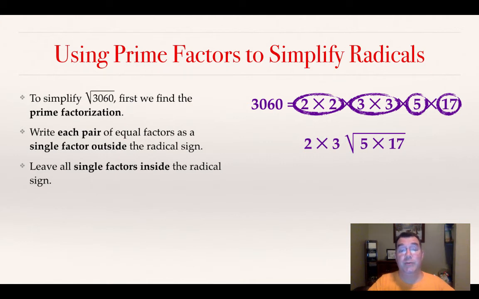So the square root of 3060 is 2 times 3 times the square root of whatever 5 times 17 is. And obviously both of those can be simplified, but they have to be simplified separately. So the 2 times 3 can be written as 6, and 5 times 17 can be written as 85. So the square root of 3060 can be simplified to 6 root 85.